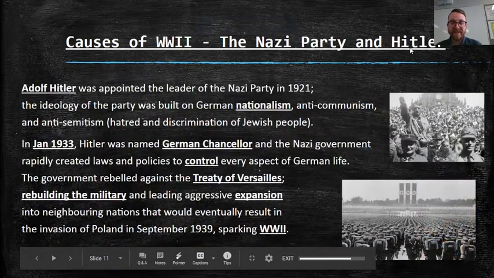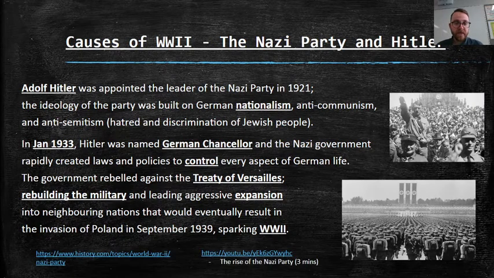The Nazi Party and Hitler. Adolf Hitler was appointed the leader of the Nazi Party in 1921. So this was a political party trying to get into German government. Didn't like what the other government was doing. They wanted to be in charge because they felt they knew what they wanted to do to make Germany great again. The ideology of the party was built on German nationalism.